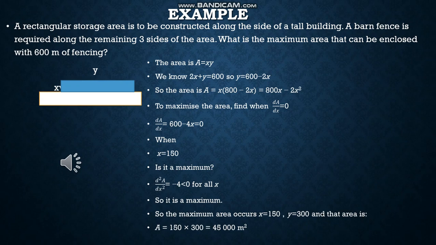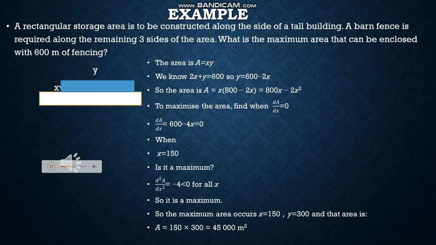What is the maximum area that can be enclosed with 600 meters of fence? So, this example is about finding the maximum area that can be enclosed with 600 meters of fence. Firstly, we have to find the area. So we use the formula A equal to X multiplied by Y. We know that 2X plus Y equal to 600. So we bring 2X to the right and leave the Y on the left.